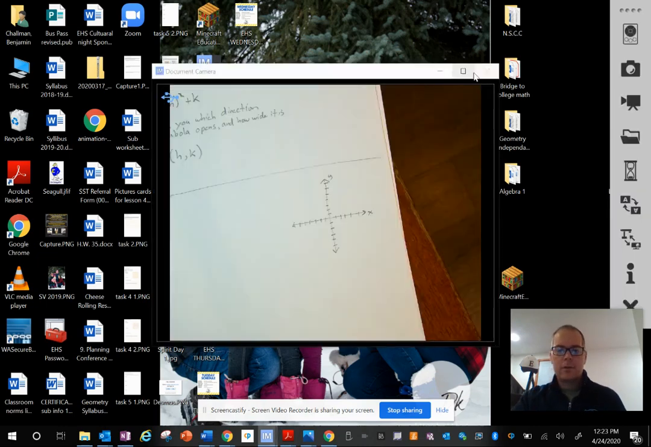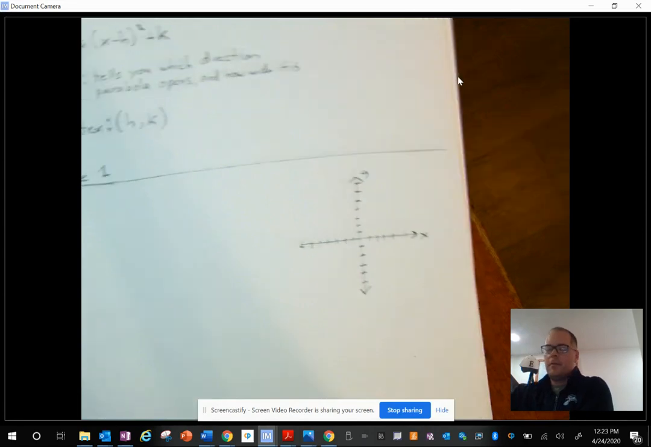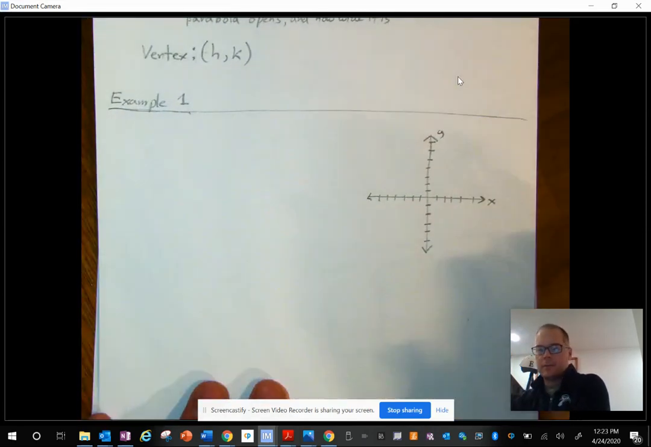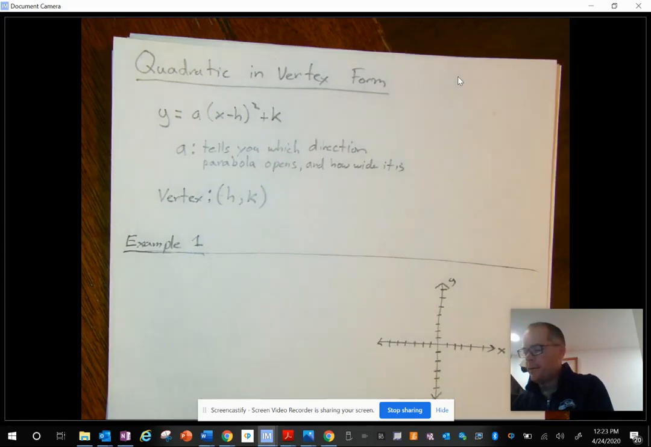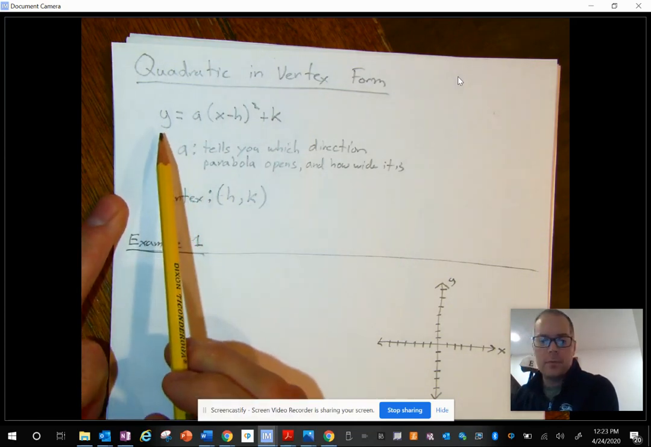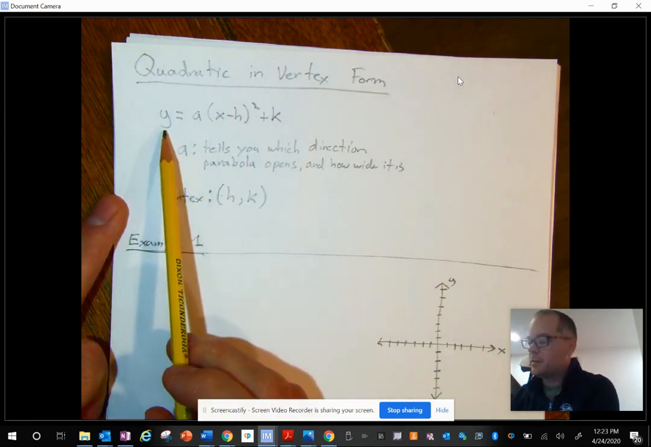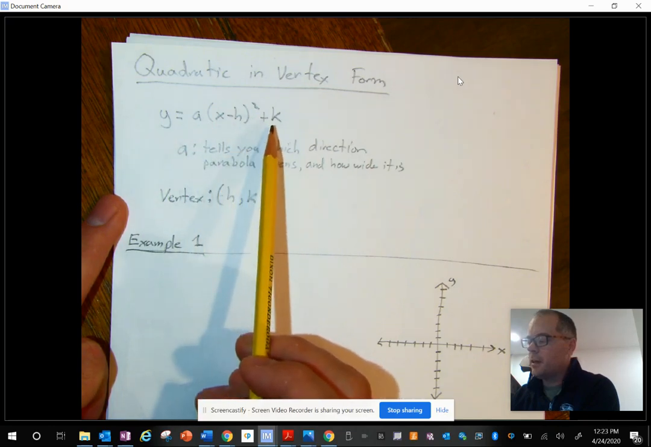I am going to show you a little bit about how to graph problems that are in vertex form. Okay, so you took some notes earlier today. I think Miss Eisencraft or somebody else had those notes for you. But anyways, vertex form looks like this: y equals a times (x minus h) squared plus k.